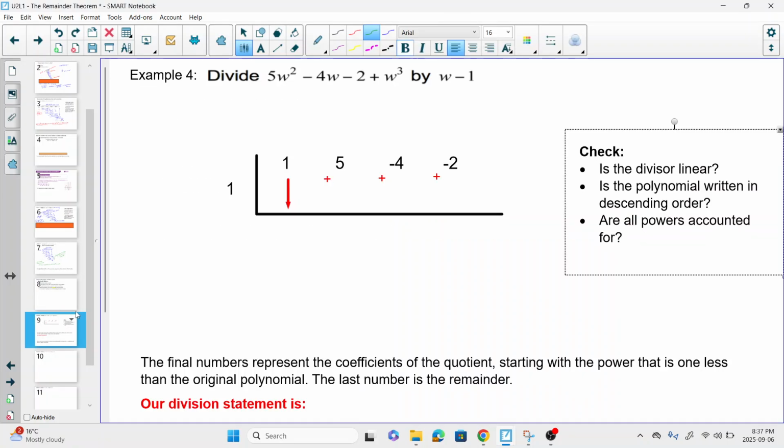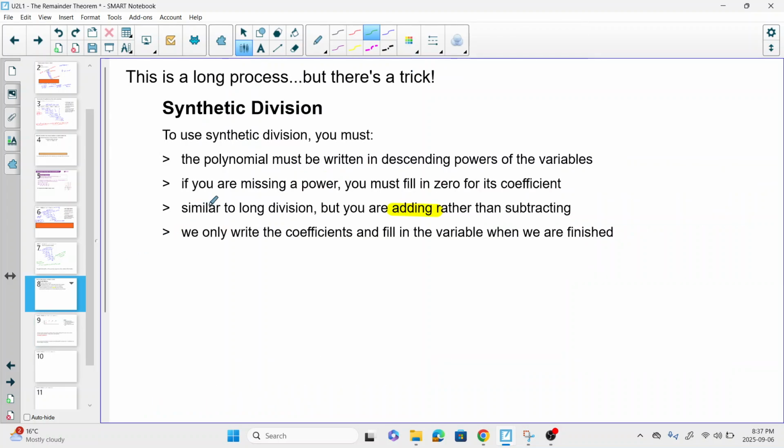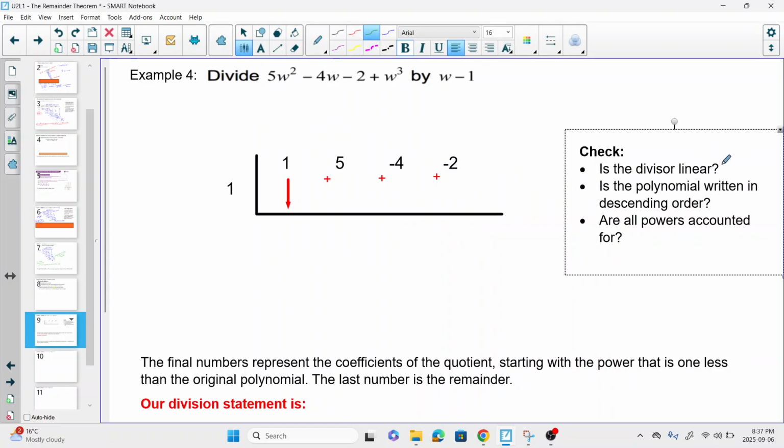All right, so here I've already started to set it up for you, but we have this question: 5w squared minus 4w minus 2 plus w cubed, divided by w minus 1. So check, is the divisor linear? Sorry, I should add that to one of our rules: our divisor needs to be linear. Okay, so degree 1 divisor only is also one of our rules. Is the divisor linear? Yes, it is. w minus 1 is linear.